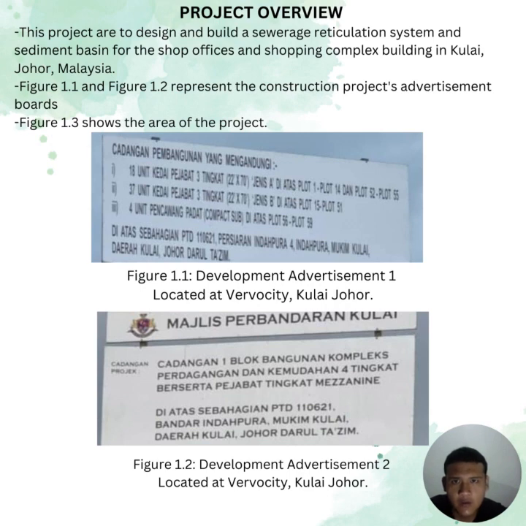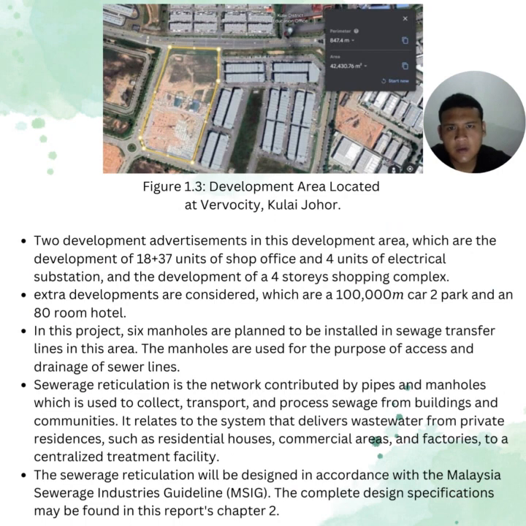Figure 1.1 and Figure 1.2 represent the construction project's advertisement box. Figure 1.3 shows the area of the project. Below is the development advertisement for 1 and 2, located at City, Kuala Johor. Next, figure 1.3 is the development area located at City, Kuala Johor.